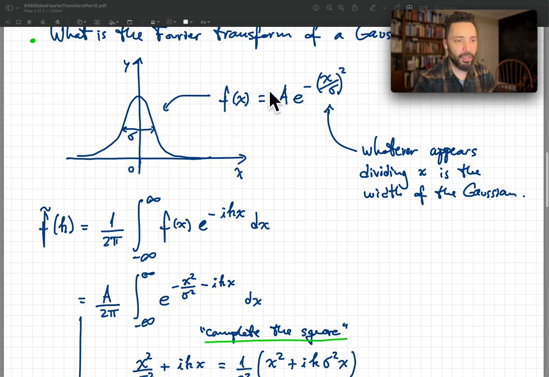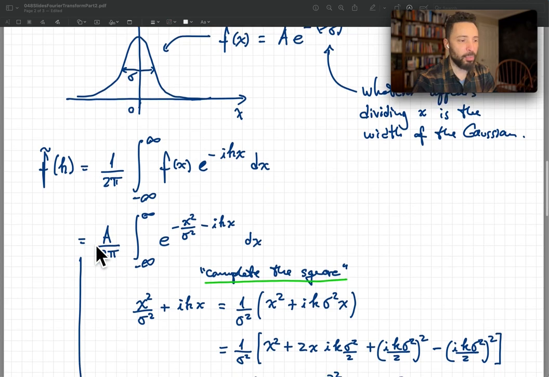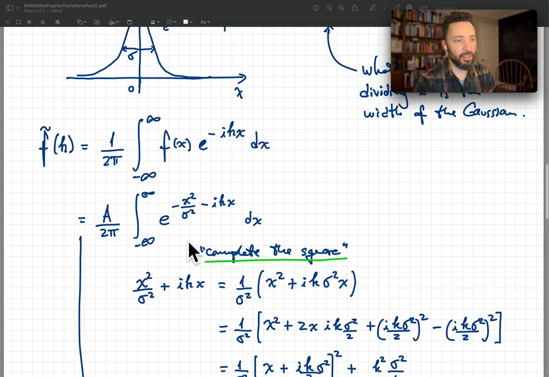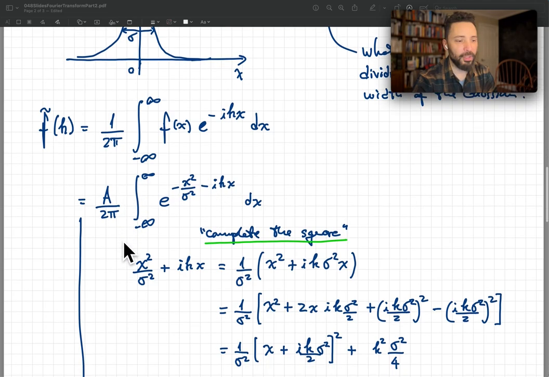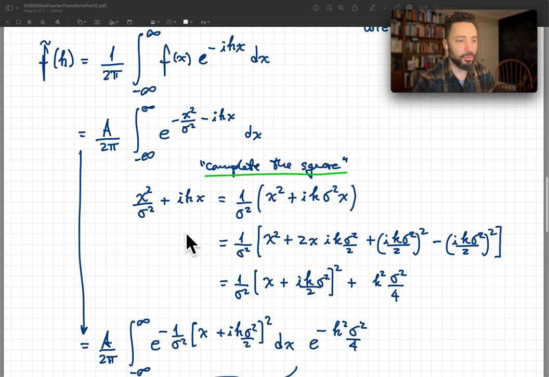We insert that into our formula, and of course the a pops right out. So we get a divided by 2 pi times the integral between minus infinity and infinity of e to the minus x squared over sigma squared. Now I took the square root of both, no particular reason for doing that. Then we also have, in the exponent, minus ikx. The conventional way of doing this, among physicists anyway, is to complete the square here. By completing the square, we mean what I'm about to do.